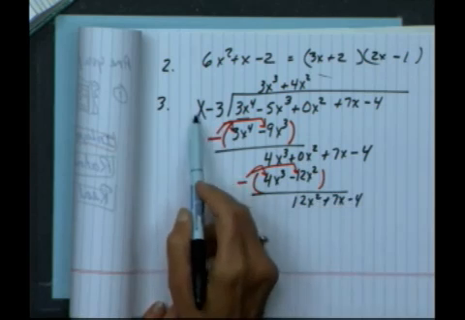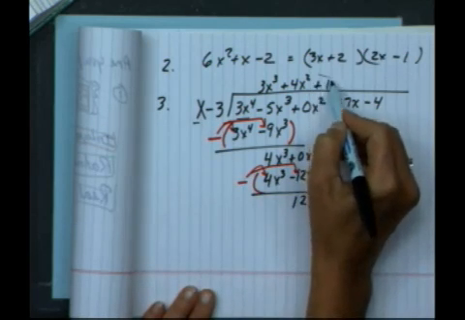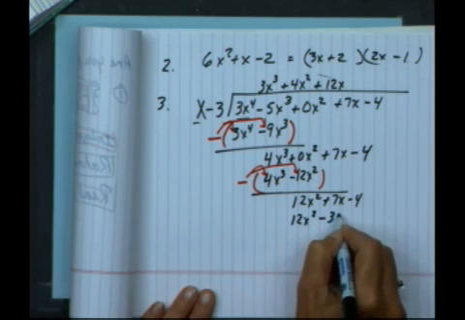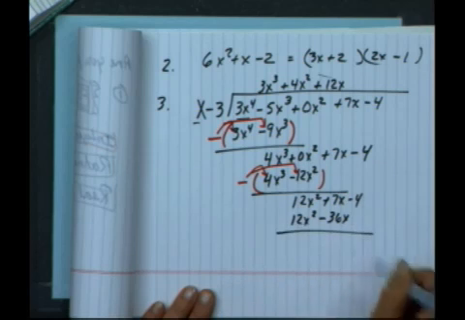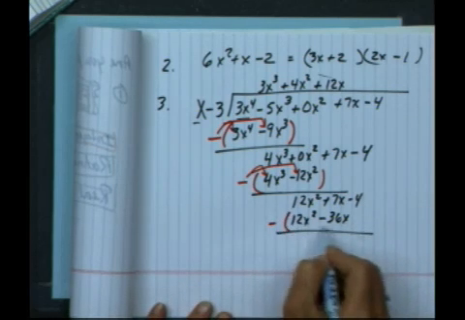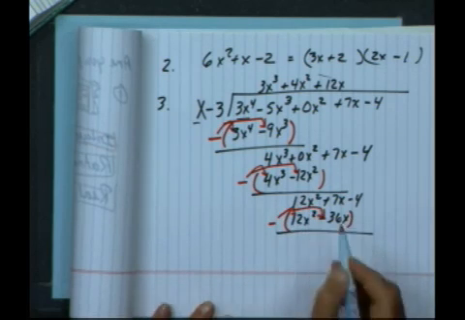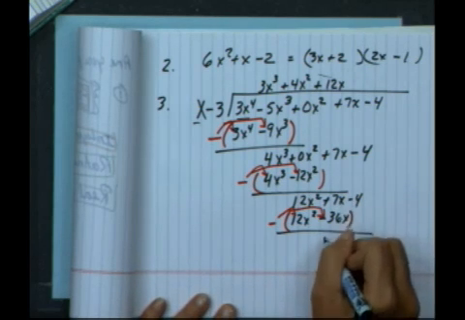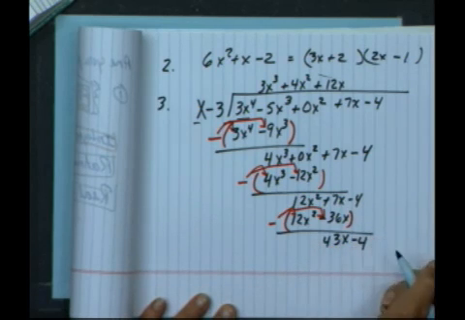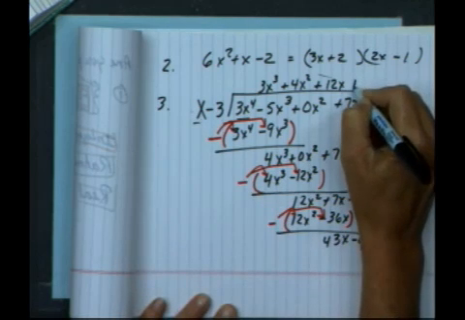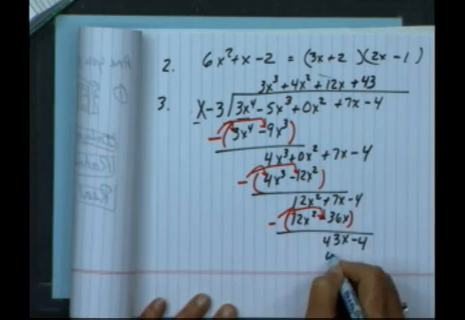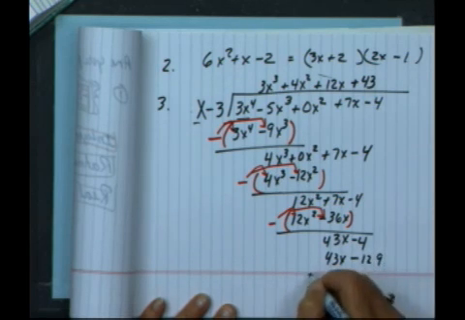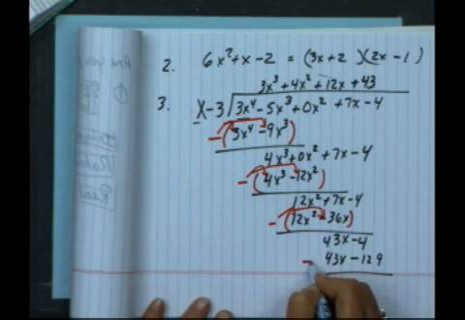Everybody remember doing this a long time ago? x goes into 12x squared 12x times. 12x squared minus 36x. We're going to subtract. And I believe we get 43x minus 4, and x goes into this 43 times. We have 43x minus 129. Then we're going to subtract.